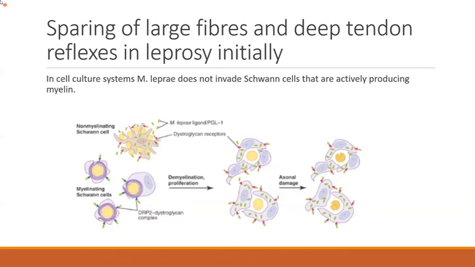Now, sparing of large fibers and deep tendon reflexes in leprosy initially, because it is seen that Mycobacterium leprae does not invade Schwann cells that are actively producing myelin. Therefore, it will invade first Schwann cells of the unmyelinated axons and involve small fibers initially and later on large fibers. Therefore, there is sparing of deep tendon reflexes in leprosy initially.